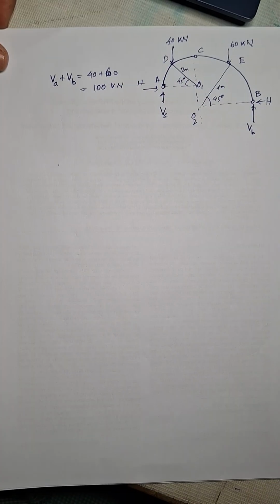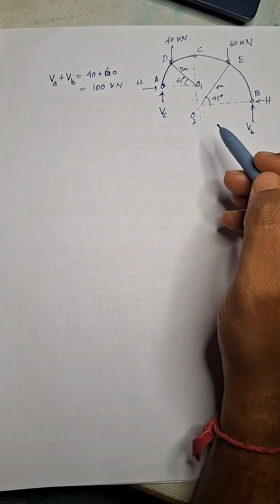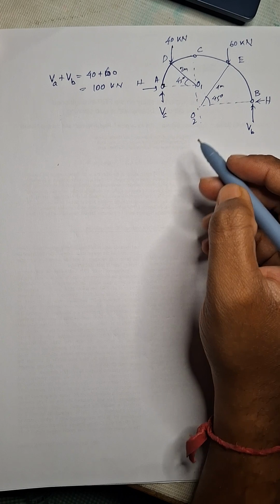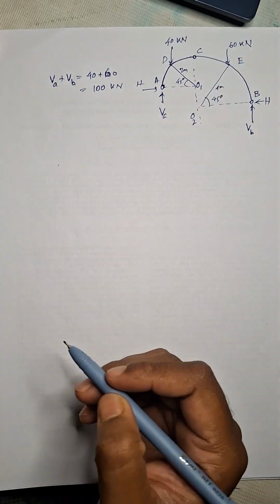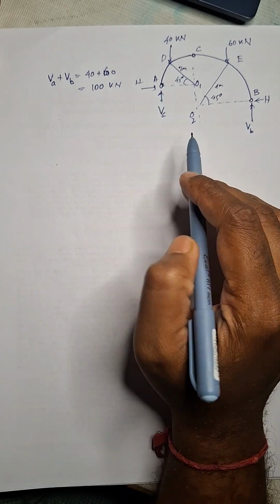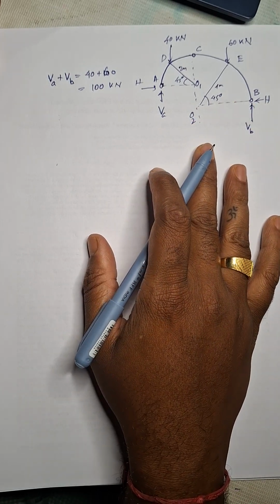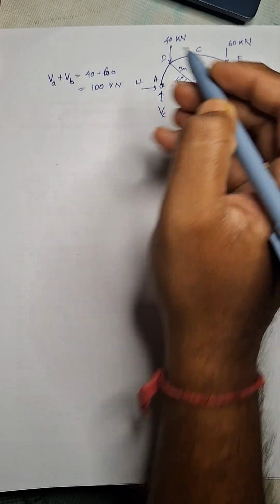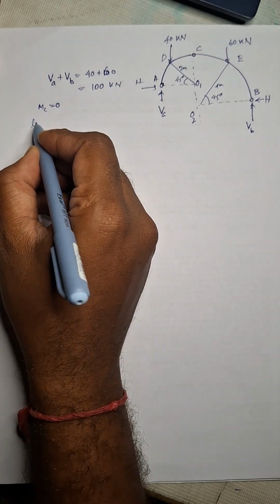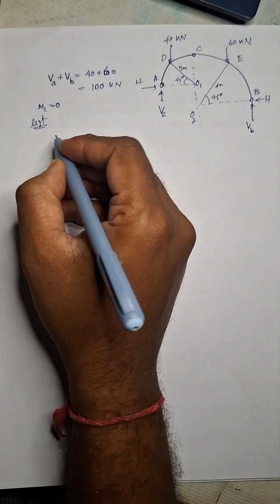So here, as the two supports are at different levels, we cannot solve this problem as a simply supported beam. However, we can take moment about point C equal to 0. So whenever there is an arch with supports at different levels, we cannot consider it as a simply supported beam. In that case we have to take moment at point C equal to 0. So if I take moment at point C equal to 0, considering the left side, what will be the moment at C?